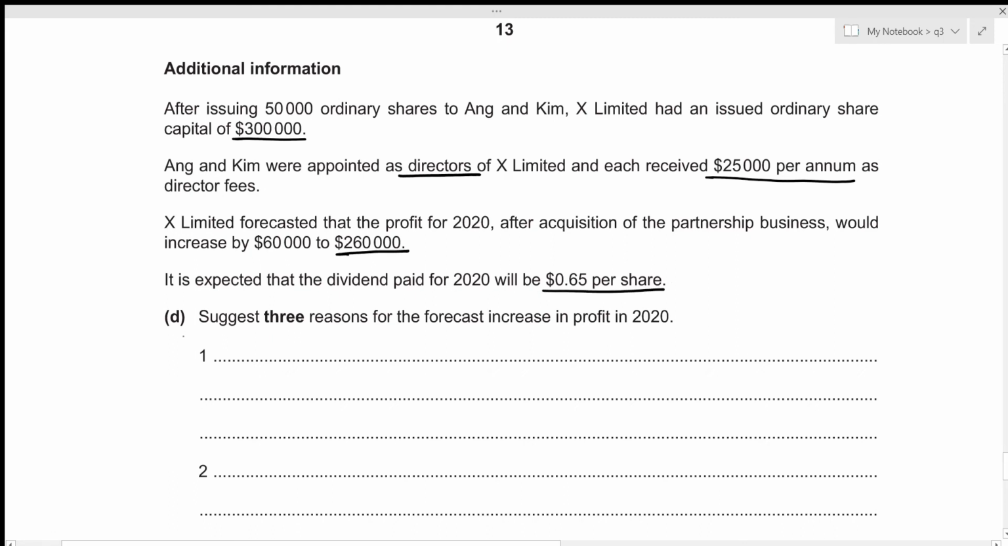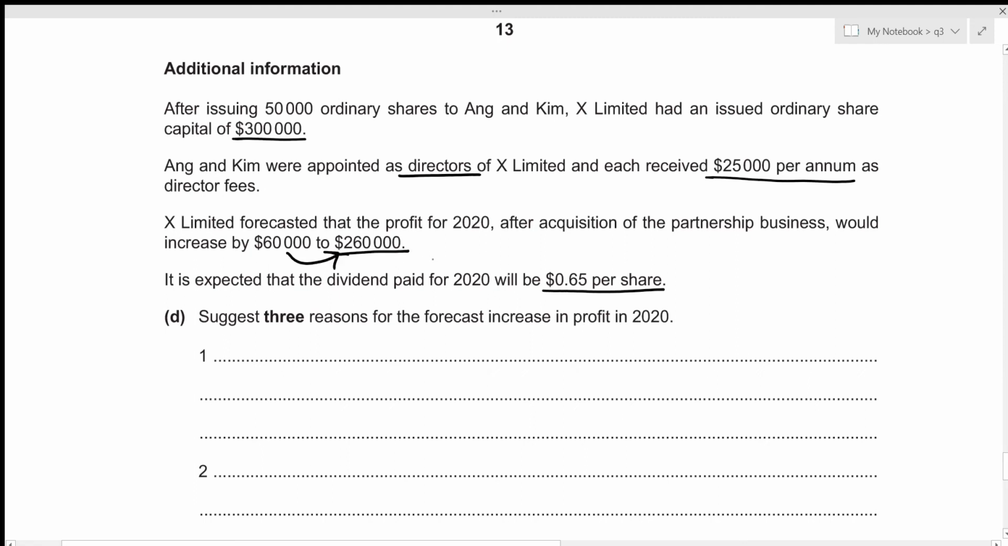Alright, now for the fourth part of this question, we need to suggest 3 reasons for the forecast increase in profit in 2020. So we can see that the forecast is being made for increment of profit from 60,000 to 260,000.